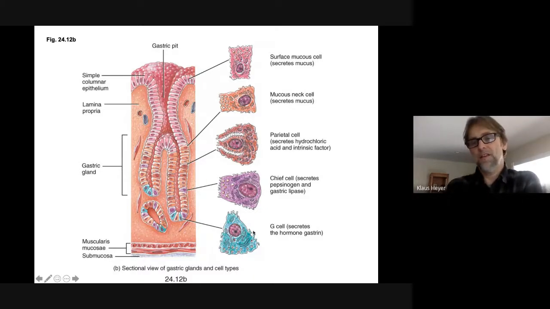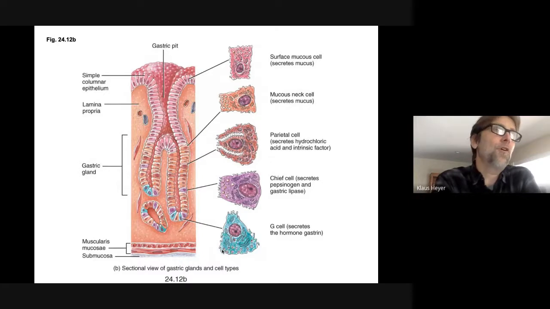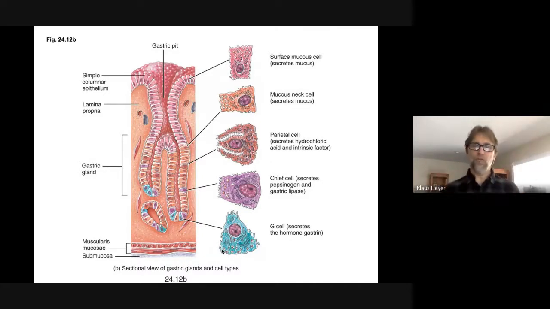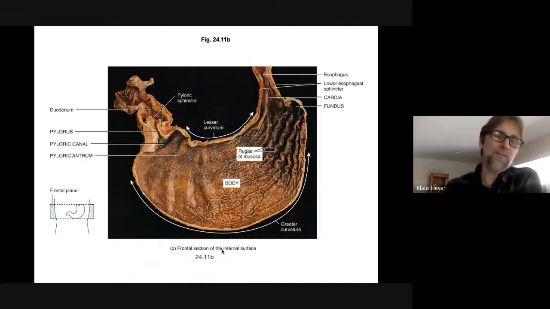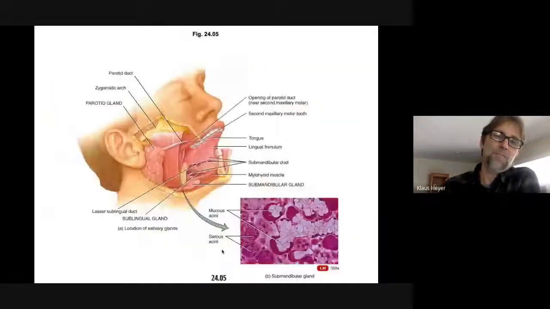And then you got this last cell called a G cell, and it makes gastrin. Gastrin, we'll talk about it later. It's a hormone that helps things go through you faster. Like it empties your stomach faster. Like coffee makes you produce a lot of gastrin, to give you an idea of what gastrin does. All right, I'll probably revisit this stomach part.